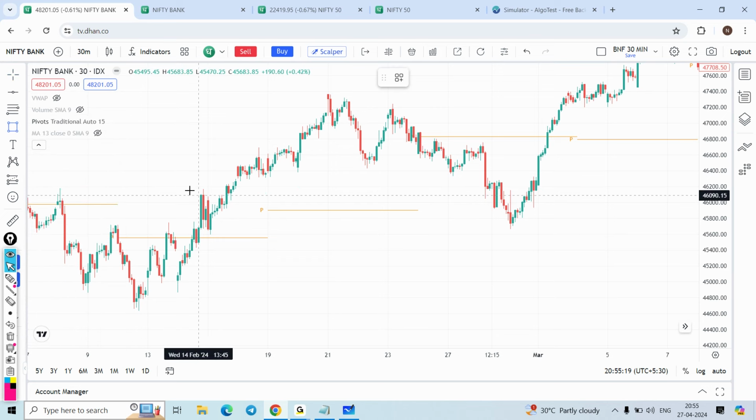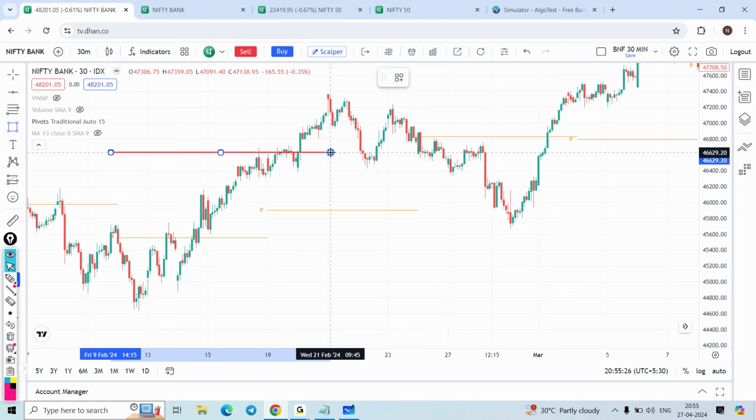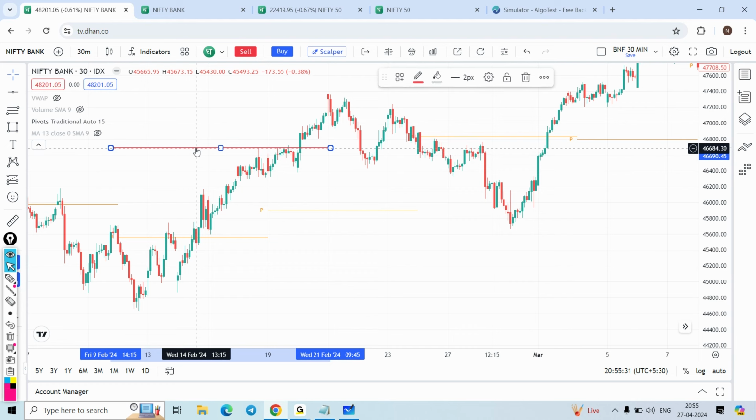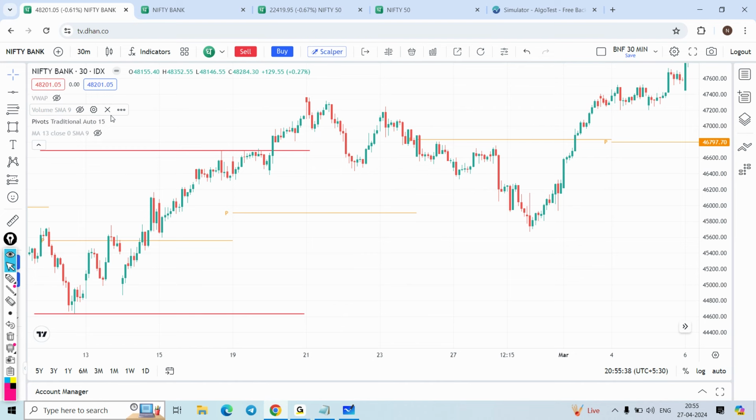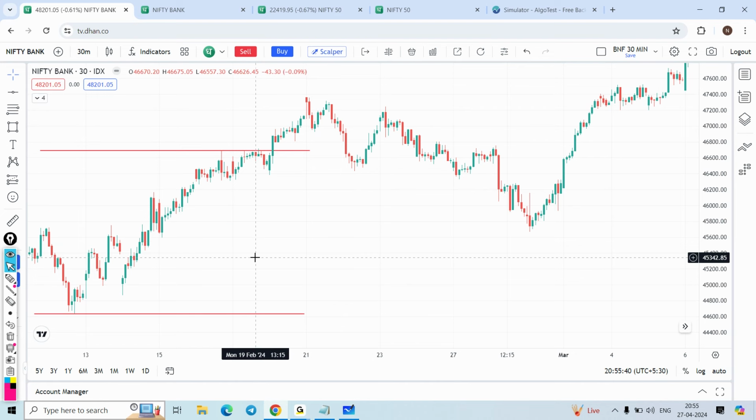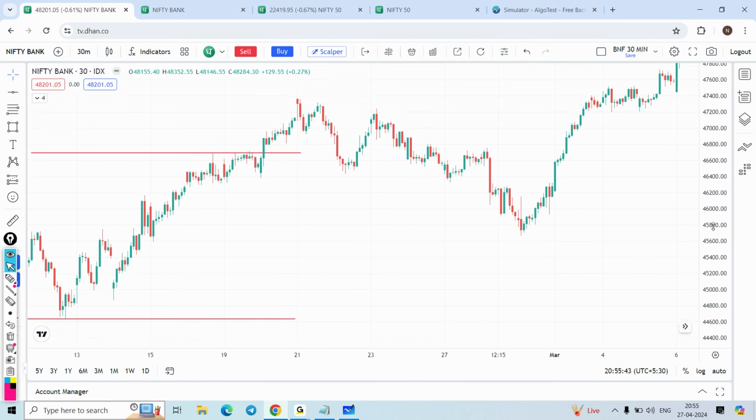If I just try to plot it in the form of a rectangle, this is the weekly high and this is the weekly low. I even want to remove the pivot also. So notice here, weekly high and weekly low are plotted. This week, the first week, I'll consider this. I have plotted weekly high and low.